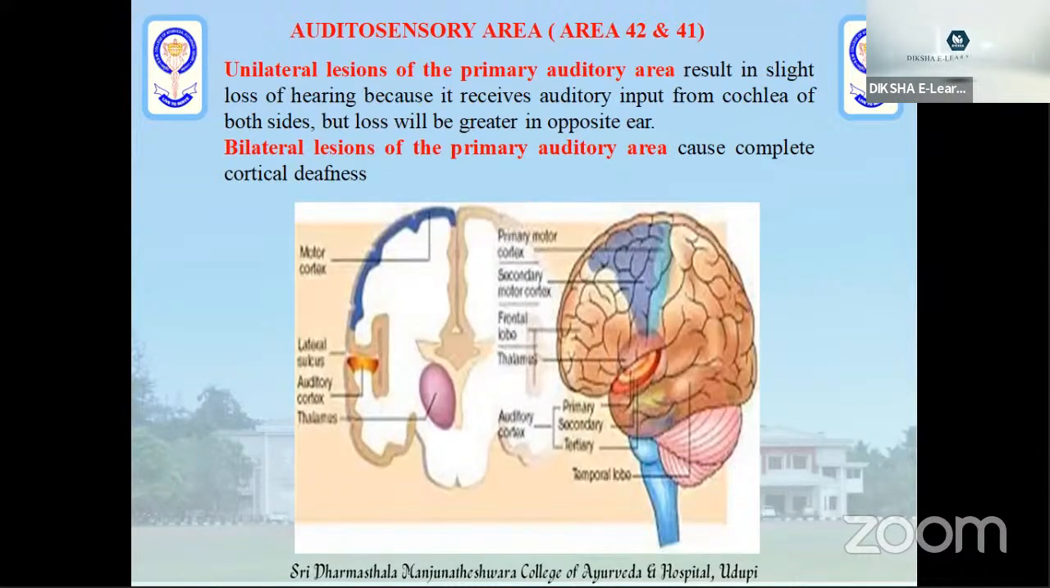And if bilateral lesions of the primary auditory area occur, on both sides, then complete cortical deafness will be there.